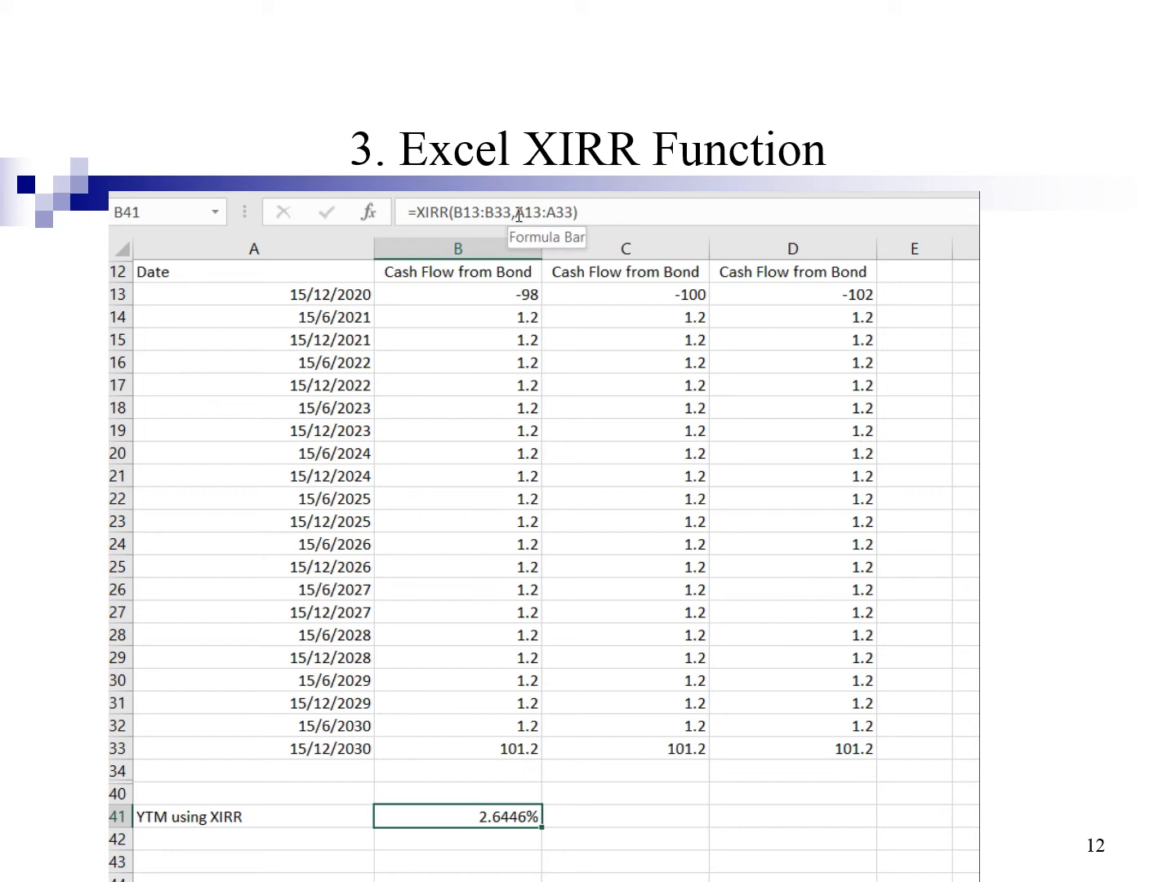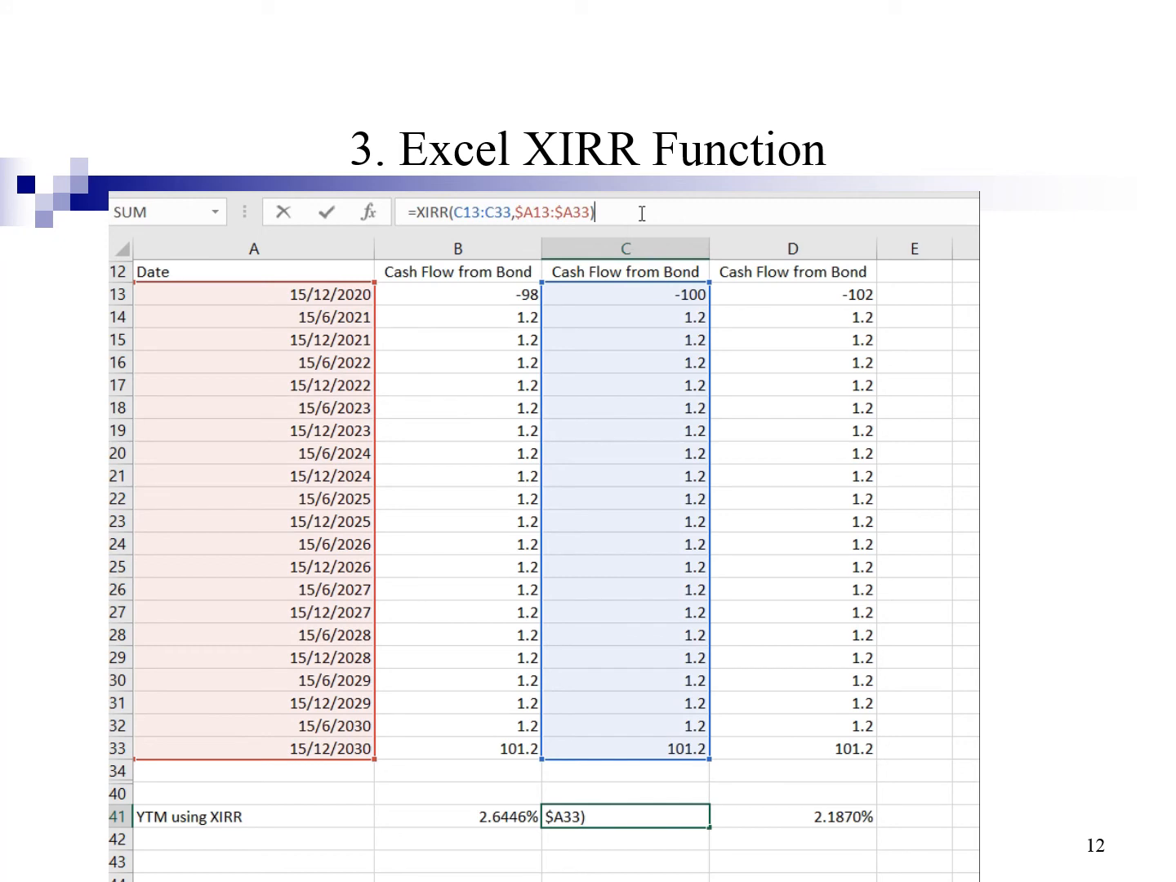Next, I'm going to fix the reference cell for dates by typing the dollar sign. I want to fix the reference cell for dates, which is column A. Enter. Then I can put my cursor here and drag across to copy and paste the answer. So here are the answers for yield to maturity for all the three bonds. You can see that the reference cell for the dates are fixed.